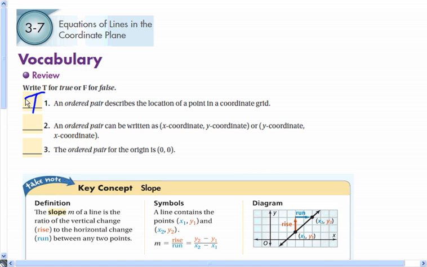All right, an ordered pair describes the location of a point on a coordinate grid. That's true. An ordered pair can be written as x-coordinate, y-coordinate, or y-coordinate, x-coordinate. That's false. An ordered pair for the origin is 0, 0. That's true.